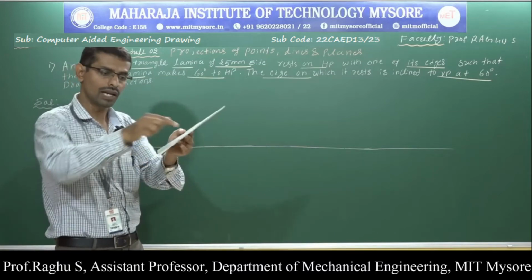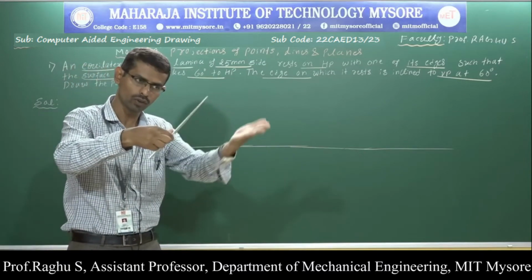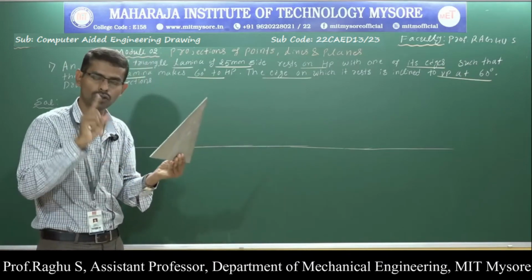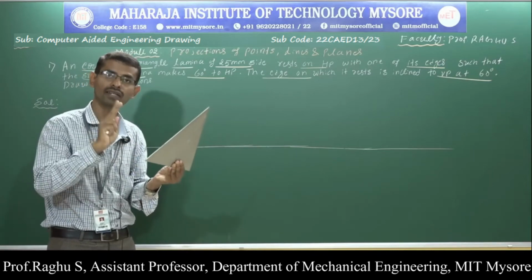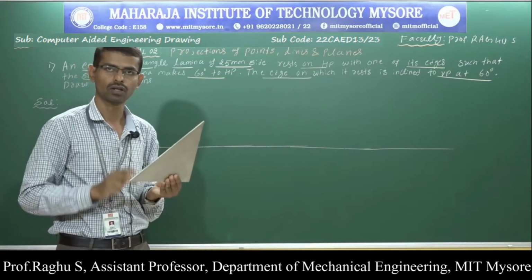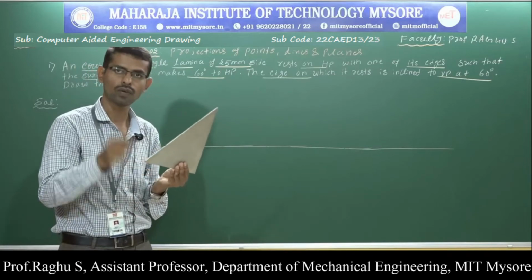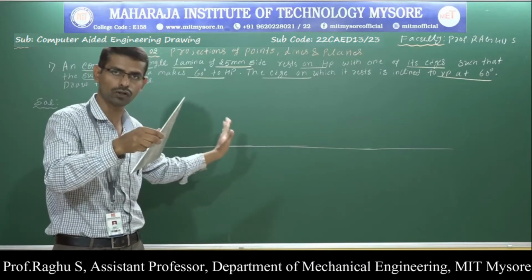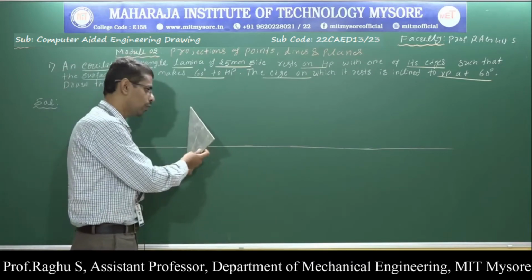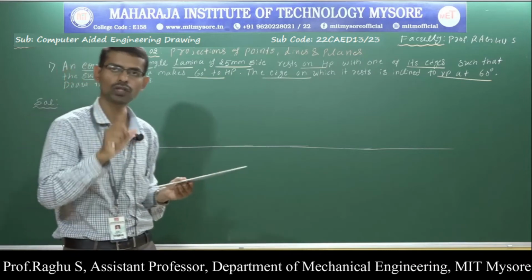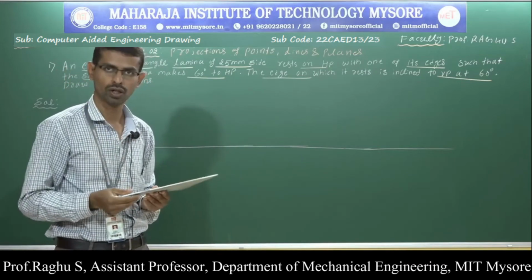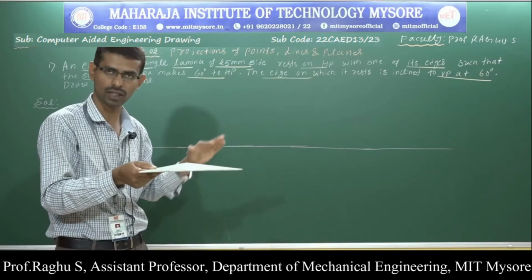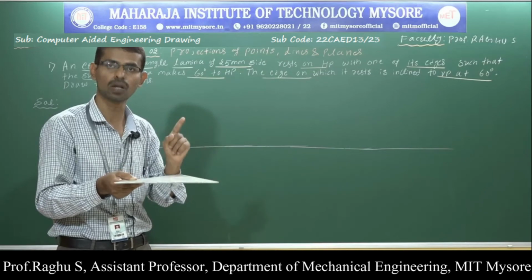Next, suppose the lamina is inclined to the horizontal plane and perpendicular to the vertical plane. The solution for this kind of problem we will get in two positions. When the lamina is inclined to HP and perpendicular to VP, or when the lamina is inclined to VP and perpendicular to HP, the solution will be obtained in two positions. When the lamina is parallel to any one plane and perpendicular to another plane, the solution will be obtained in a single position.